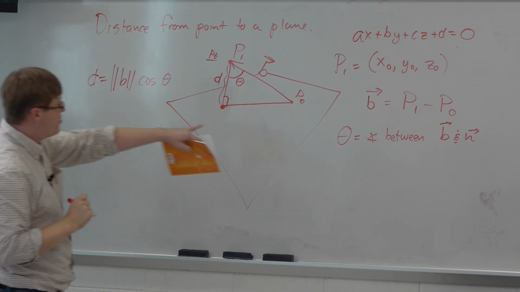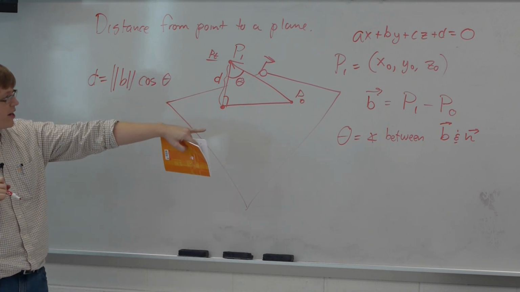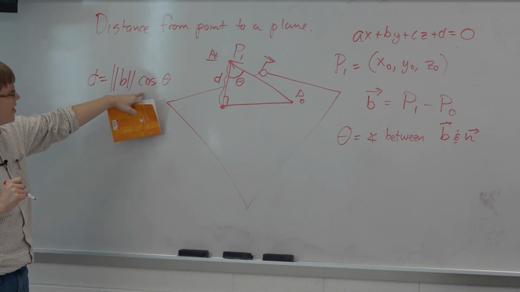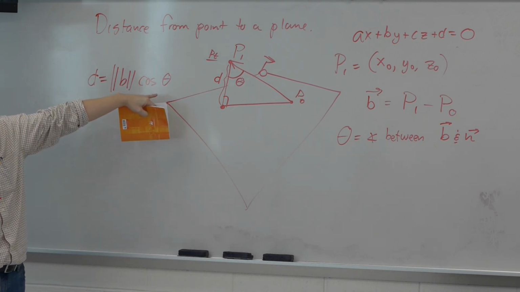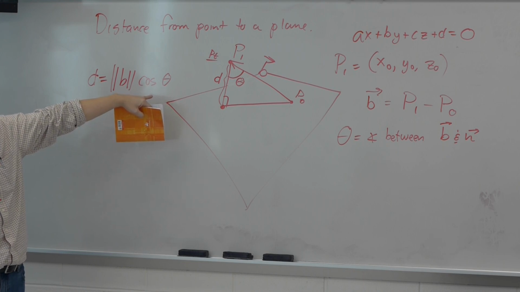Well, now let's put these two facts together. Theta is the angle between B and N. Cosine of theta is going to be B dot N divided by length of B, length of N, because that's the definition of dot product.